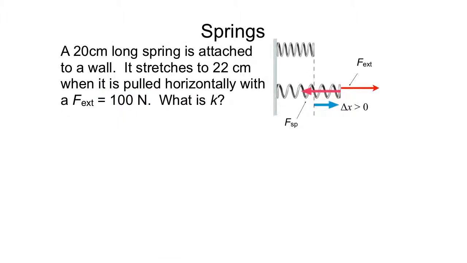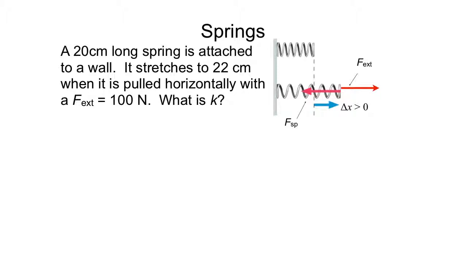So here's an example, really simple example. We'll just go through it pretty quickly. So a 20 centimeter long spring is attached to a wall. So you have it fixed on one point, and it stretches to some new distance, 22 centimeters. Okay. When it is pulled horizontally with a force of 100 newtons, how do we find the spring constant?